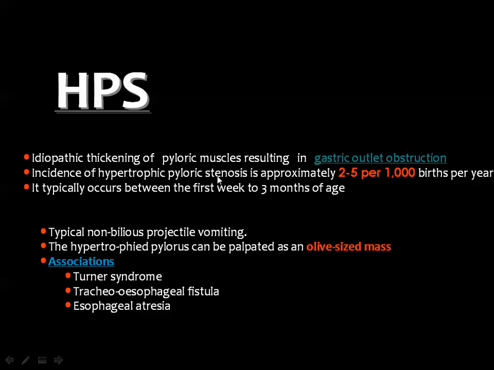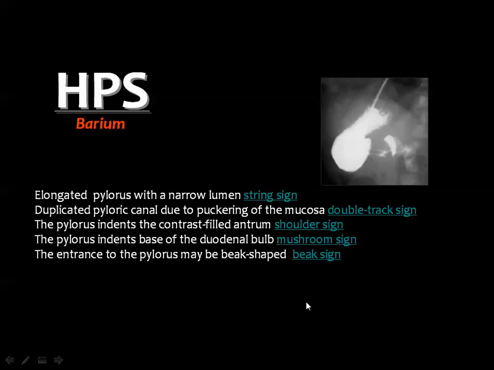The incidence of pyloric stenosis is approximately 2 to 5 per 1,000 births per year. It typically occurs between the first week and the 3 months of age, and is typically discovered, of course, then. The typical presentation is non-bilious projectile vomiting, and if you palpate the abdomen of the infant, you may feel an olive-like mass corresponding to the site of the pyloric canal. This pyloric stenosis may be associated with esophageal atresia or tracheoesophageal fistula or Turner syndrome.